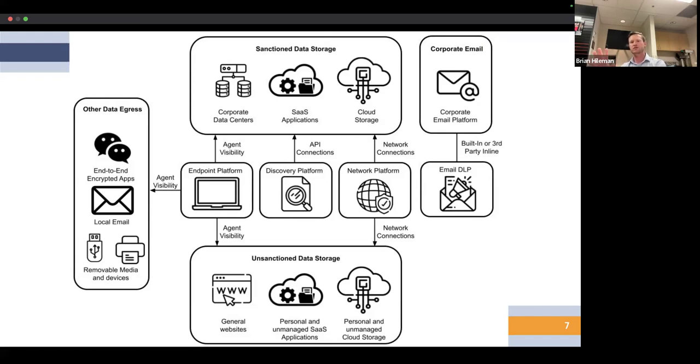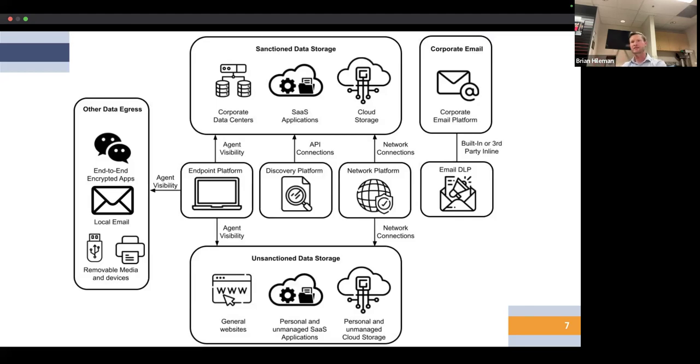And the reason that we've seen so much transformation take place is because if you think about what I've shown here, up at the very top is our sanctioned data storage. Sanctioned data storage was the primary place that we had data back in the day, and it wasn't necessarily anywhere except for our corporate data centers. But then all of a sudden, we started adding in SaaS applications. We started adding in cloud storage. So we've added in additional locations that data is now stored.